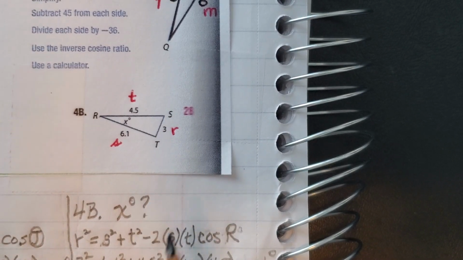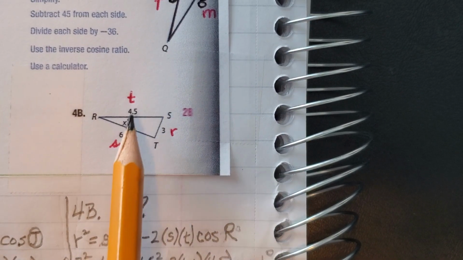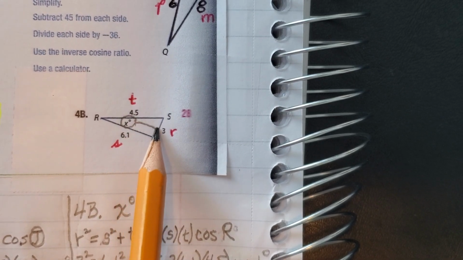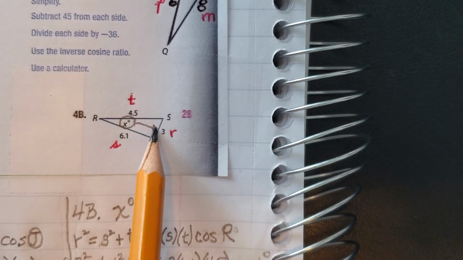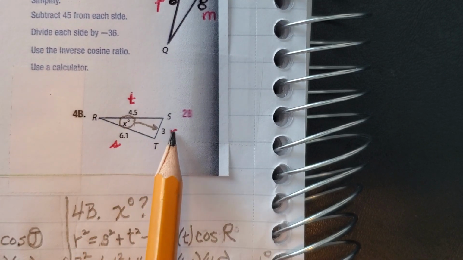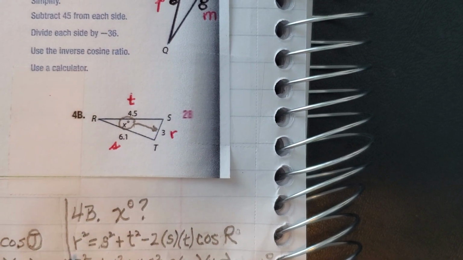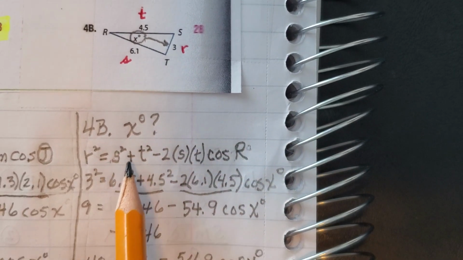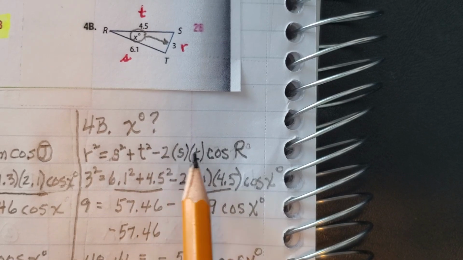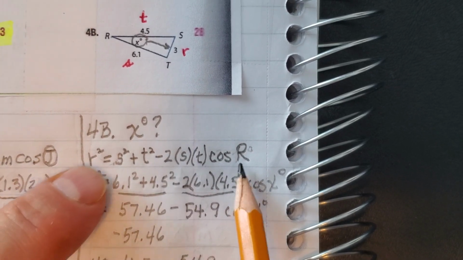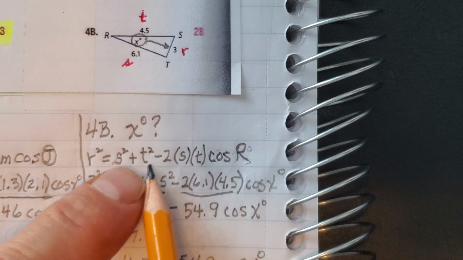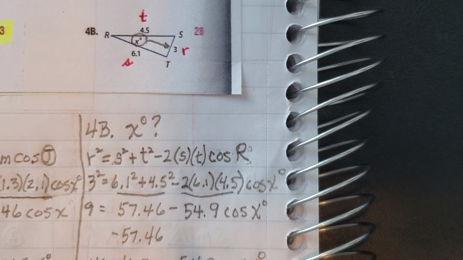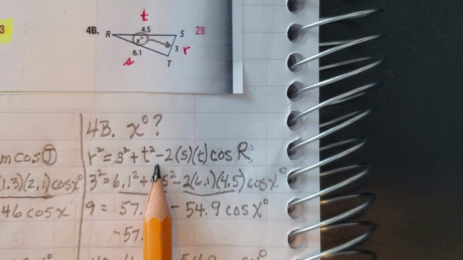So how do you set that up? How do you know which one to use? Well, you're trying to find x. X degrees is opposite the little r. So if you're trying to find big R, you got to use little r. So we start out with r squared equals s squared plus t squared minus 2st times cosine. Remember, the outside is the little r and the big R. The inside are the other two, little s, little t. We don't use big S and big T in the middle.